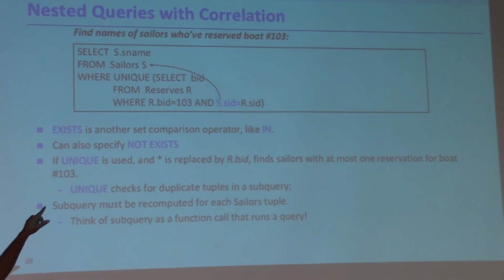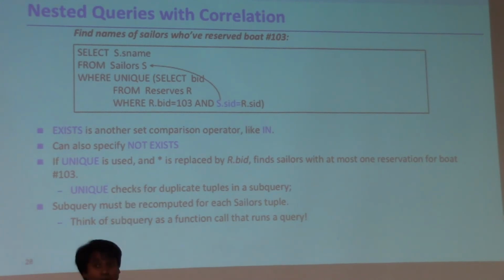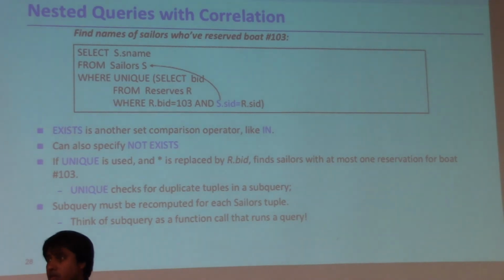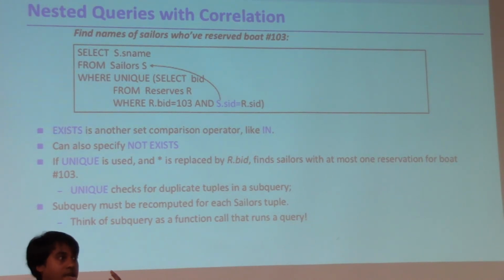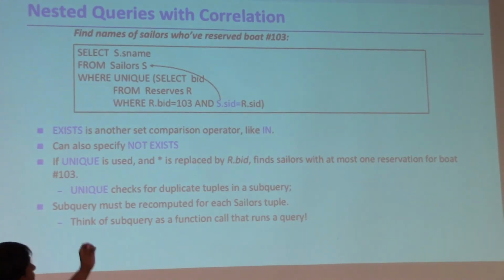So unique, and we change that to bid. Now it becomes the sellers who have reserved boat 103 one and only one time, only once. Because if the seller has reserved this boat multiple times, then this BID will come multiple times. It won't be a set, and for becoming a set, one element should appear only once. So that's why we have this unique.